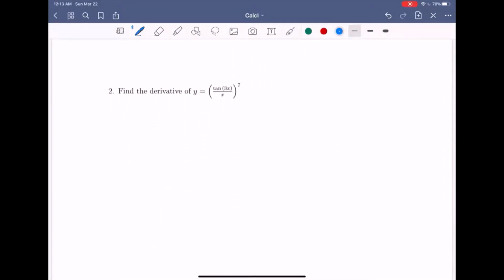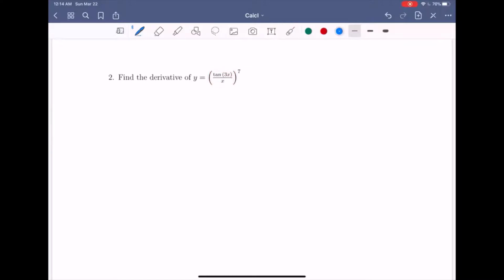All right, here's problem number 2. This one says find the derivative of y equals the quantity tangent of 3x all over x, all raised to the 7. So this one has got a lot of stuff going on too. I would say if I squint at it and look really far back, at the outset it looks like the blah raised to a 7. So this is really a chain rule situation.